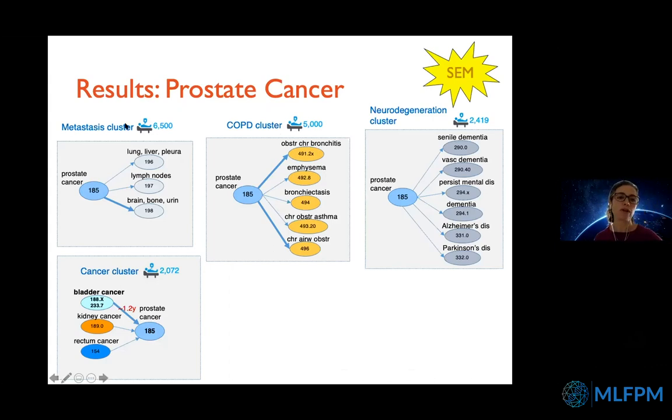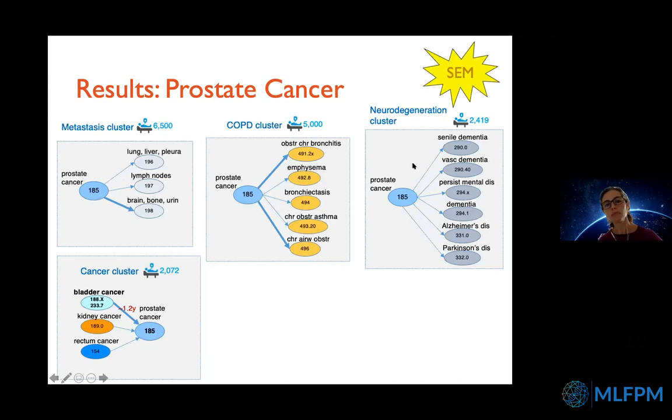So the first one is the one that we call the metastasis cluster, made up of 6,500 patients. This cluster contains trajectories mainly of length two, as you can see, that start with prostate cancer and then progress to metastasis to different organs and systems. And we can see here that this trajectory is the most populated in the cluster, with a larger number of patients.